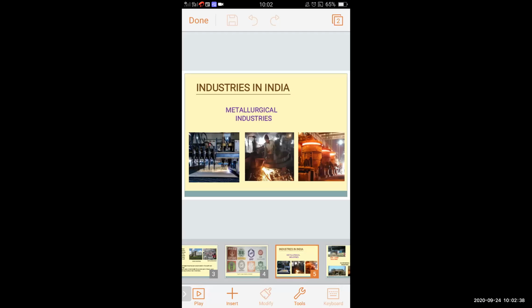These are the main minerals found in Rajasthan. In Karnataka, India gets steel, manganese, and aluminum. Tamil Nadu has aluminum and metal industry. So Rajasthan has copper, lead, and zinc; Karnataka has steel, manganese, and aluminum; and Tamil Nadu has aluminum and metal industry.